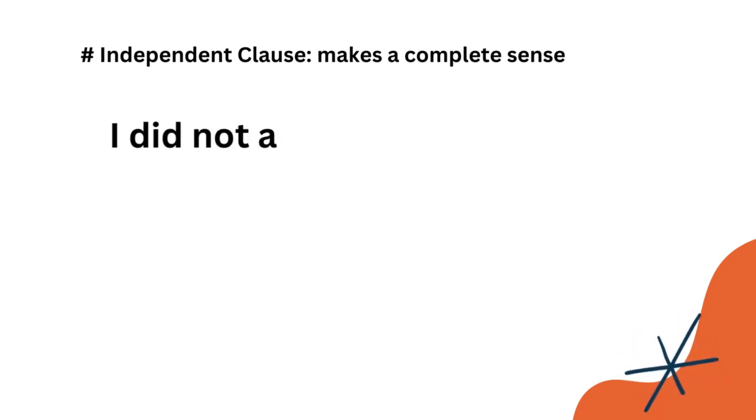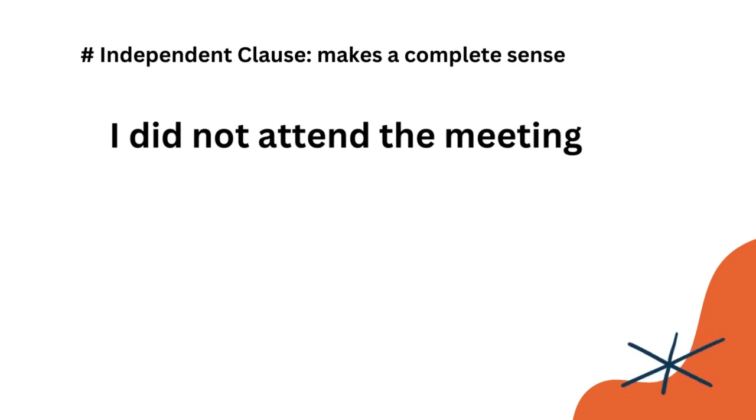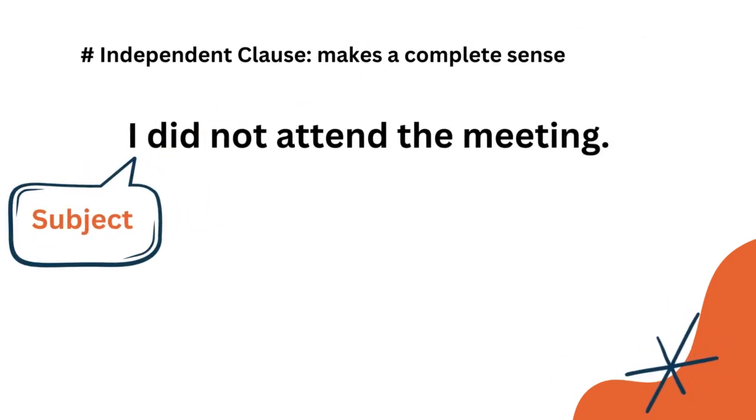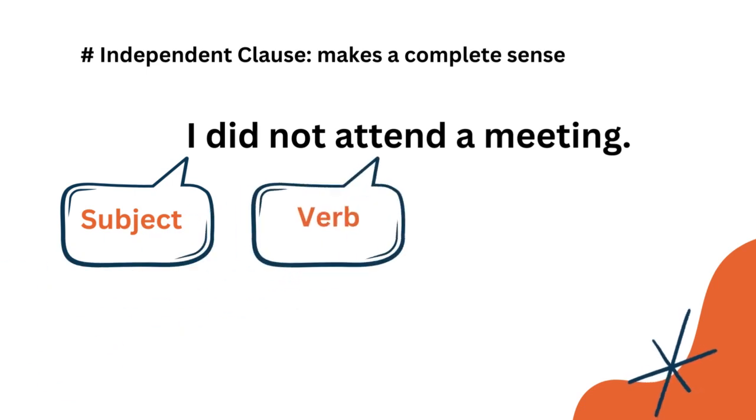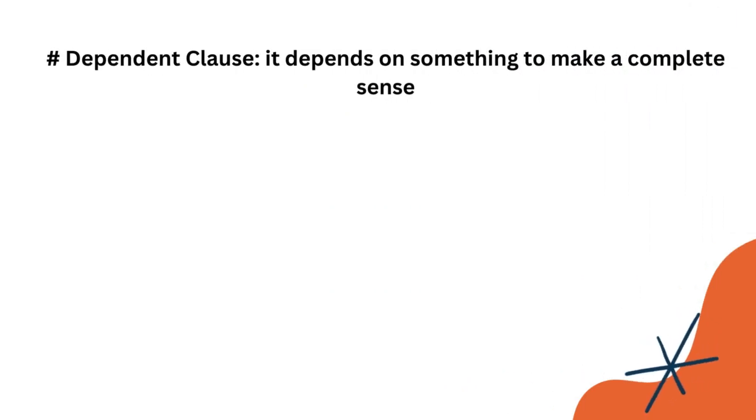For example, I did not attend a meeting. I is the subject. Attend is the verb. Now let's move to the dependent clause. As the name suggests, it depends on something to make a complete sentence. However, it being a clause has a subject and a verb in it.